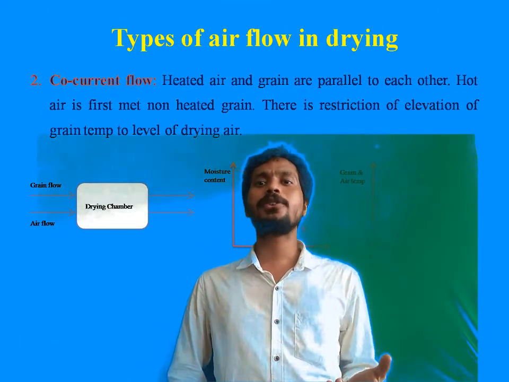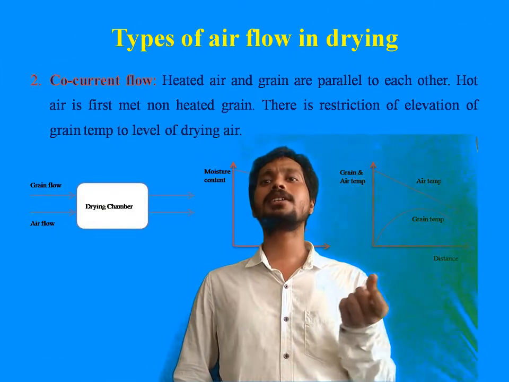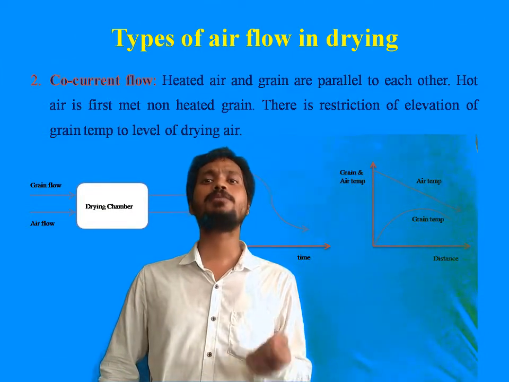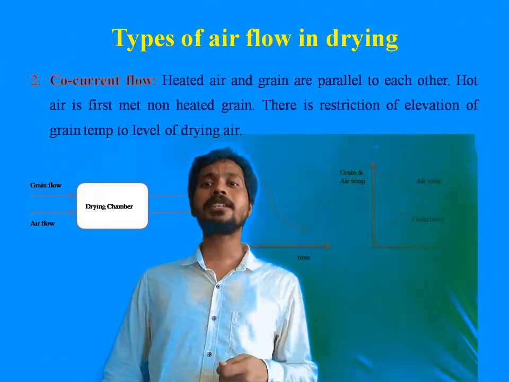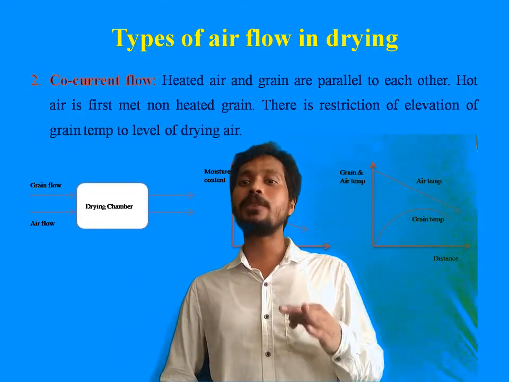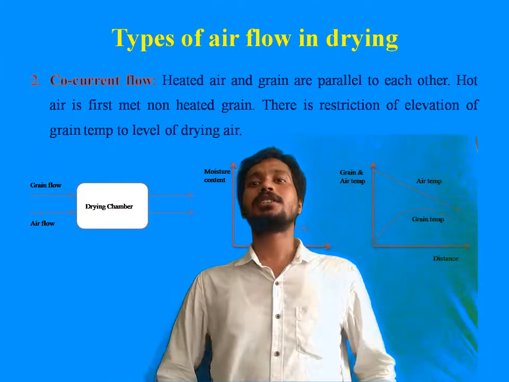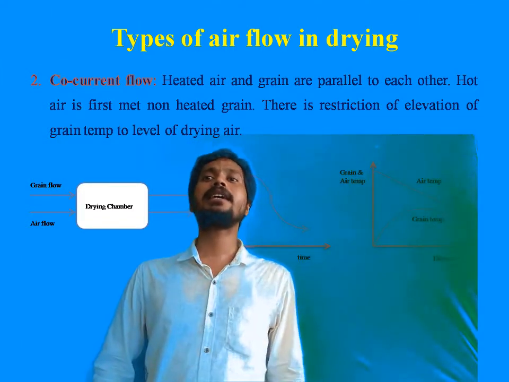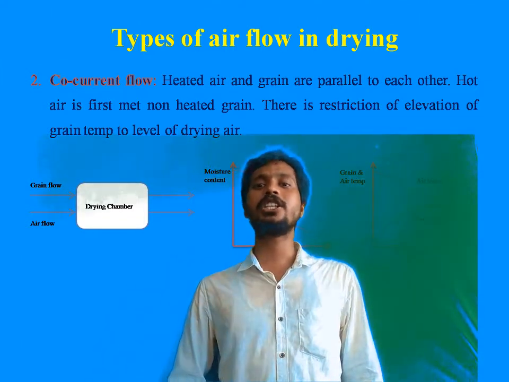So in co-current flow, you know already that the heated air and the grain both will flow in the same direction or opposite direction. Tell me. Yes, it will flow in the same direction. So you can see here, heated air and grain are parallel to each other.